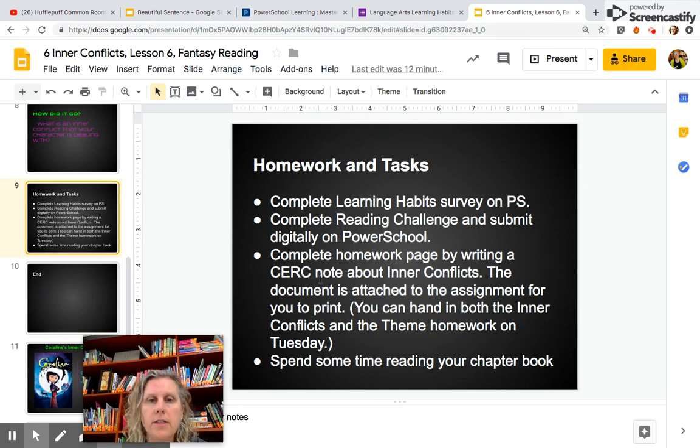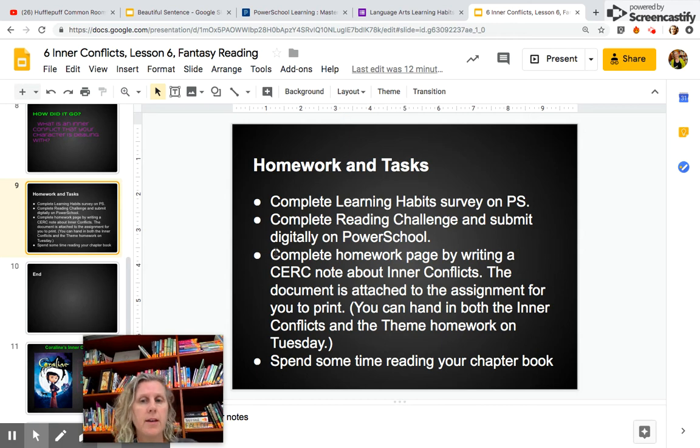The third thing that you need to do is your homework page for inner conflicts. If you look at the assignment on PowerSchool, you should be able to print out the document, or as usual, you can just write it on paper and draw the boxes yourself. That's totally fine. Since you were supposed to turn in the theme note today, you can just turn in the inner conflicts and the theme one on Tuesday when you get back.